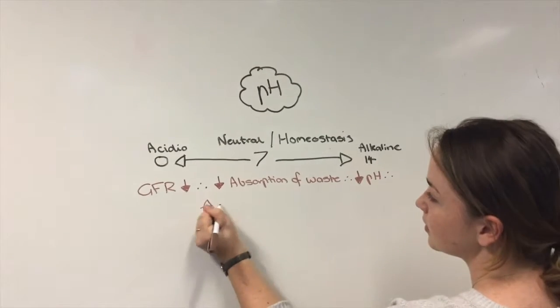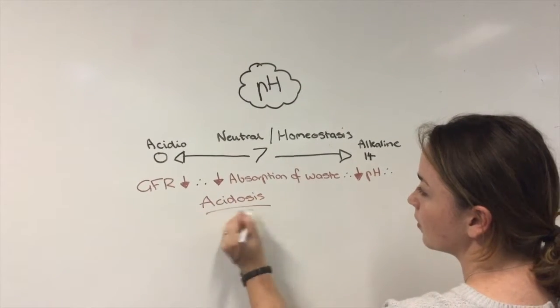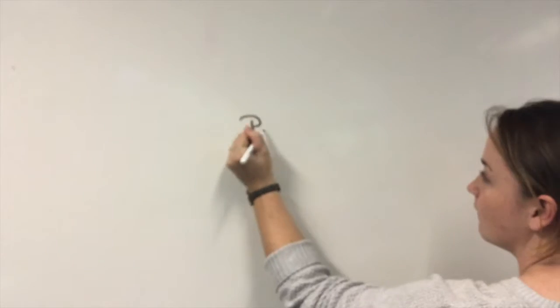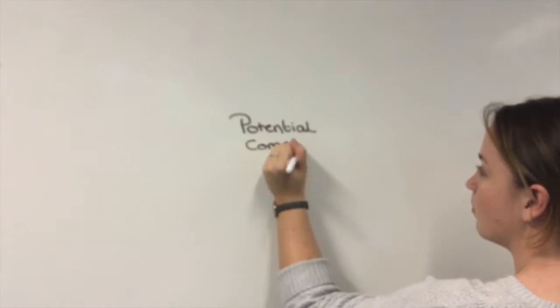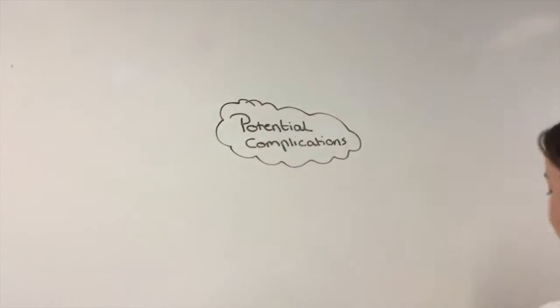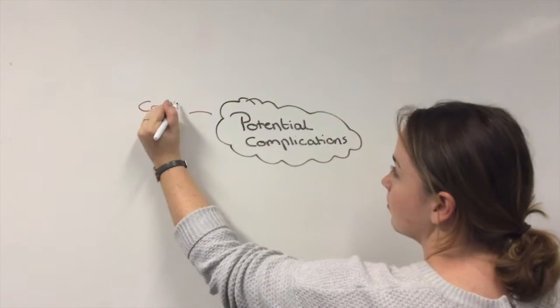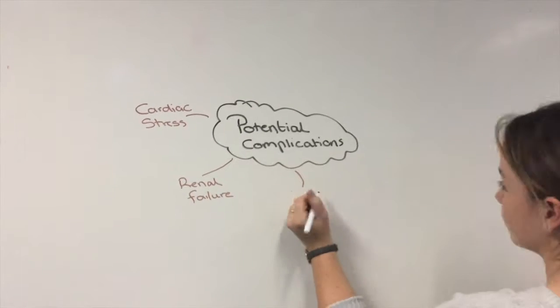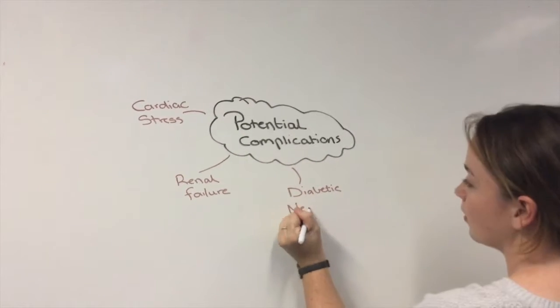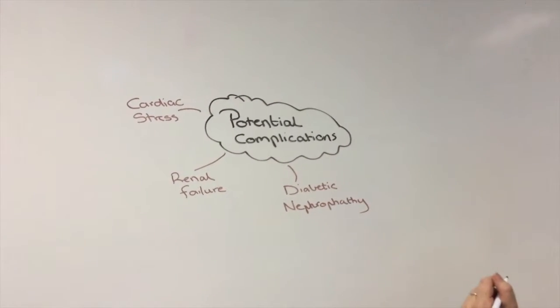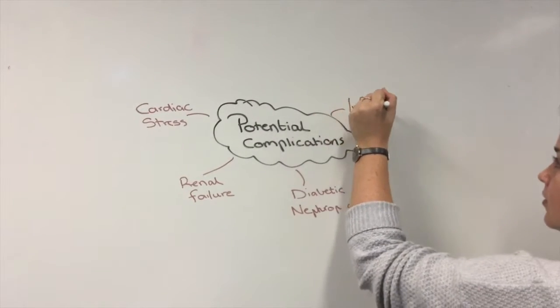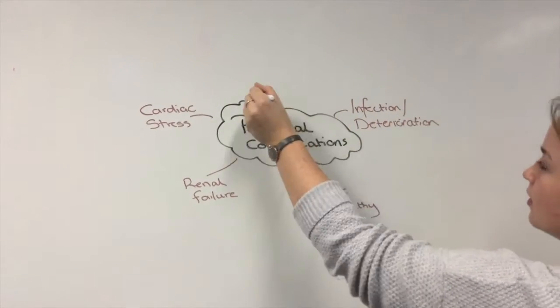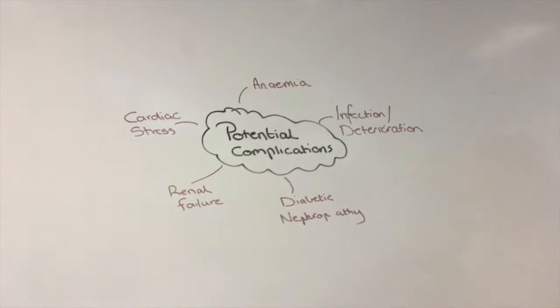To conclude, potential and actual complications for the presenting patient include increased cardiac stress due to increased fluid retention and hypertension, electrolyte imbalances and homeostatic imbalances, further infection and deterioration, anemia, edema, proteinuria and hematuria, renal failure, and diabetic nephropathy in the future.